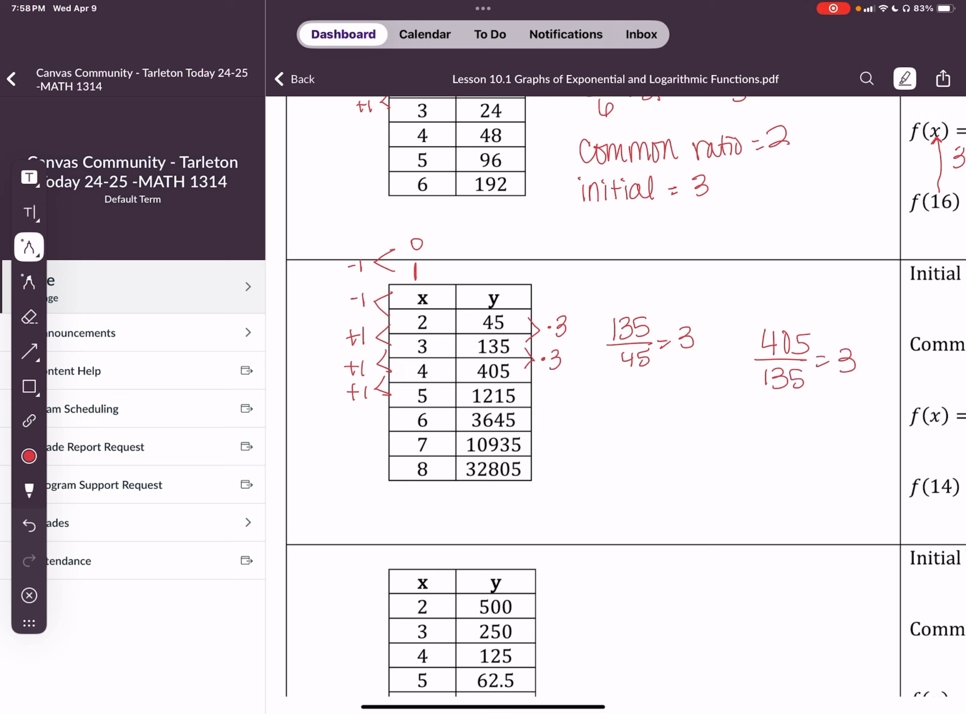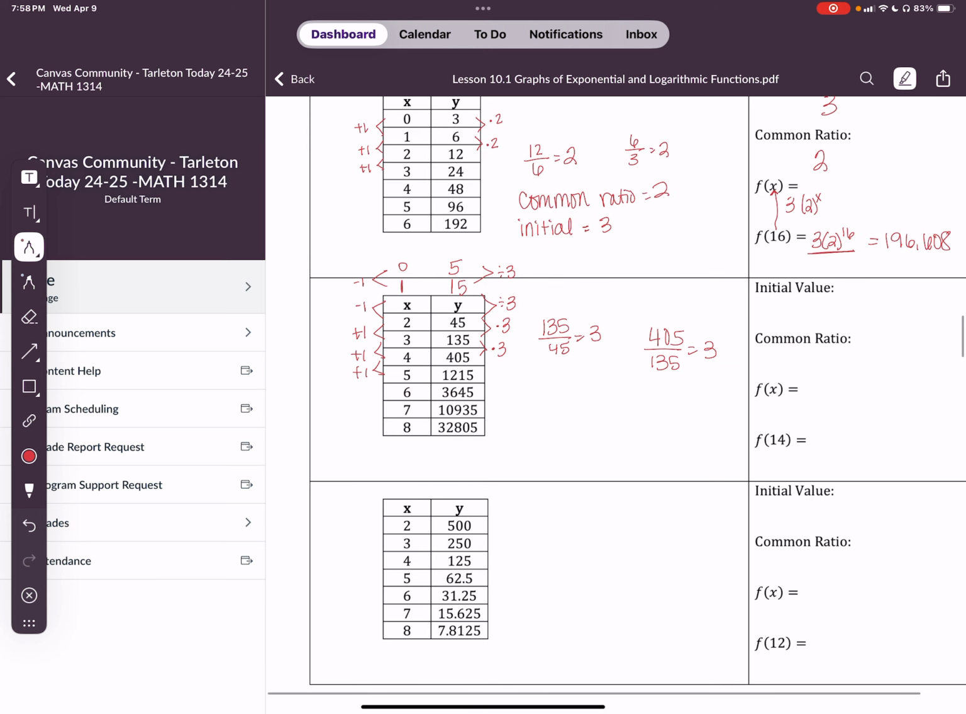Okay, so again, I need to find my initial. So instead of multiplying by 3, I'm going to go backwards. And I'm going to say, okay, what's 45 divided by 3? So 45 divided by 3 is 15. And then to get to my initial, I'm going to do the same thing where I divide by 3. 15 divided by 3 gives me 5. So my initial value is a 5. And my common ratio is this right here, this 3.